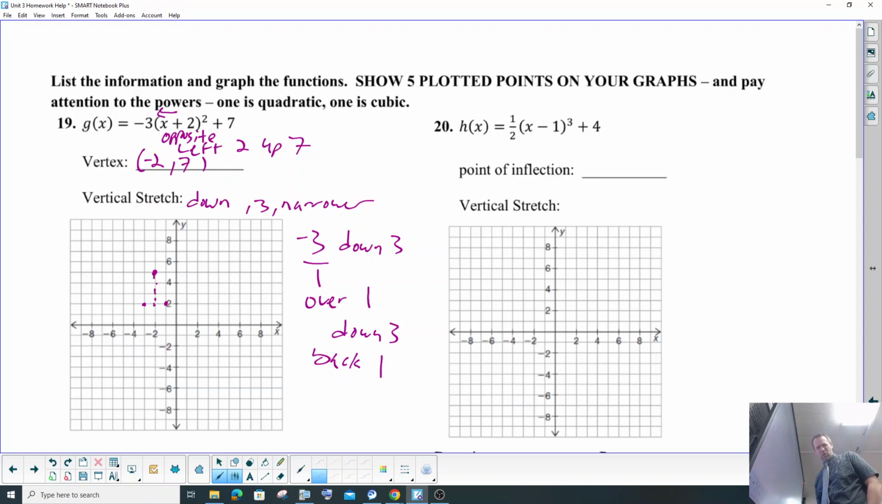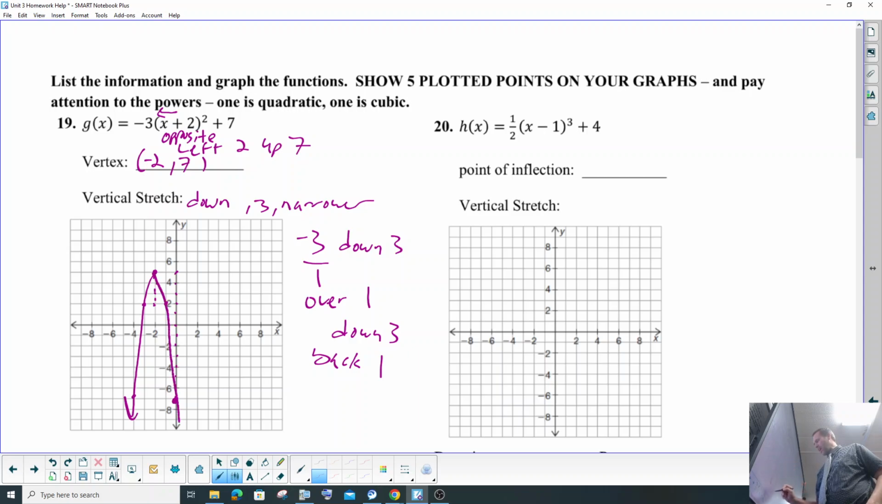So what does the 3 do? Well, usually we go over 2, down 4, right? 2, 4, because 2 squared is 4. But because of the 3, it's going to be 4 times 3, which is 12. So we're actually going to go over 2 and down 1, 2, 3, 4, 5, 6, 7, 8, 9, 10, 11, 12. And that down 12 is also going to be here too. So there is our function.